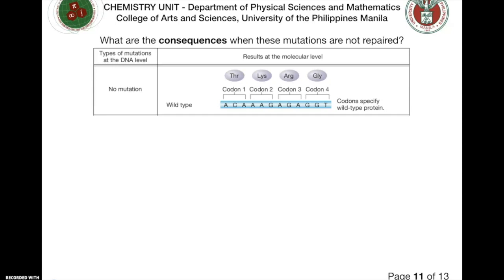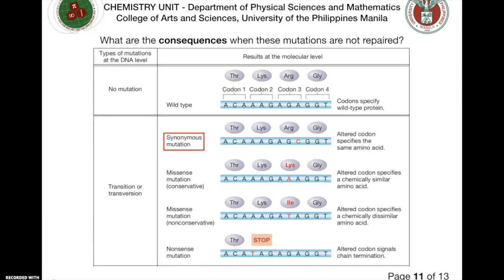What can happen when these mutations are not resolved by the organism? Shown is the unmutated gene, where the codons specify a wild type or normal protein. In synonymous mutations, the mutation changes one codon for an amino acid into another codon, but still for that same amino acid. The change in codon 3 specifies the same arginine residue. Hence, synonymous mutations are also referred to as silent mutations.